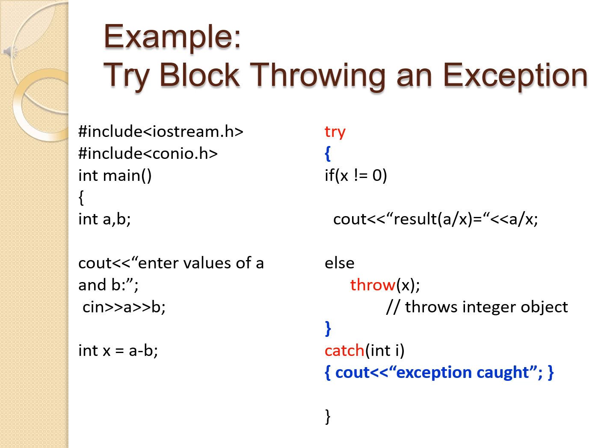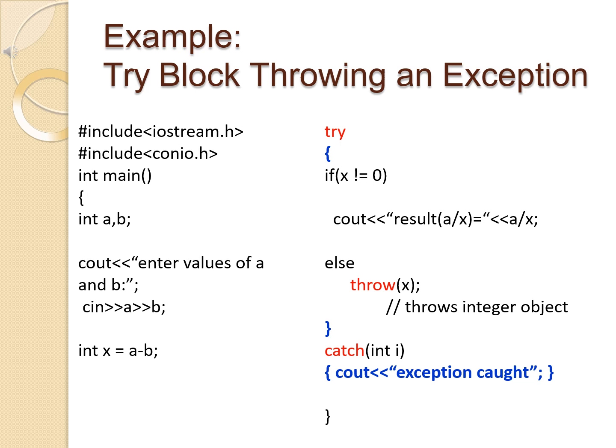If the value of x is not equal to 0, you can simply calculate the result as a by x. Suppose the value of x is 0, you cannot divide it. So you're throwing an exception. Throw x, you're passing the value of x, that would be 0. So in the catch, x is an integer, so int i, and simply it will be printed out as exception caught.